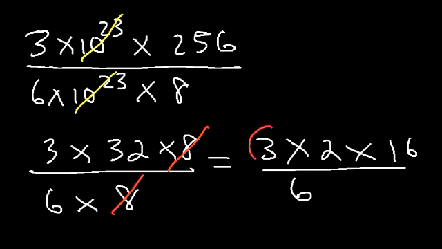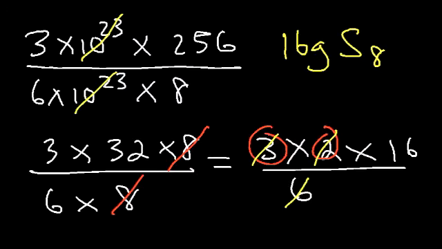And notice that the 3 and the 2, which multiplies to 6, can be canceled with the 6 on the bottom. So our final answer is 16 grams of S8. So what this means is that 16 grams of S8 molecules contain 3 times 10 to the 23 atoms of sulfur, which is what we started with. And so that's the answer for this particular problem.